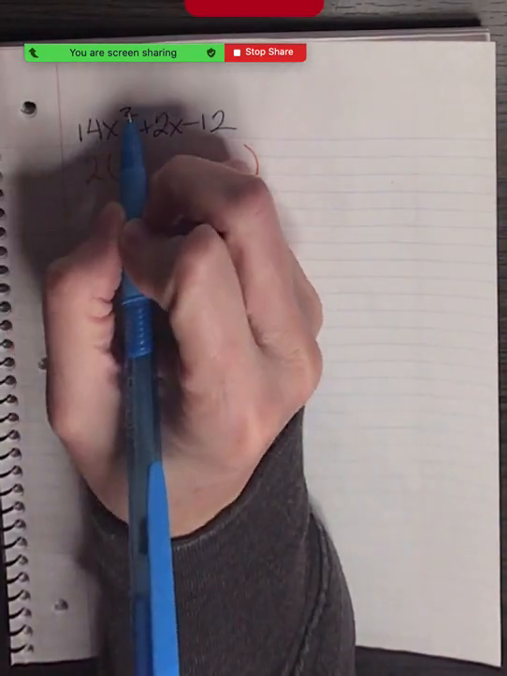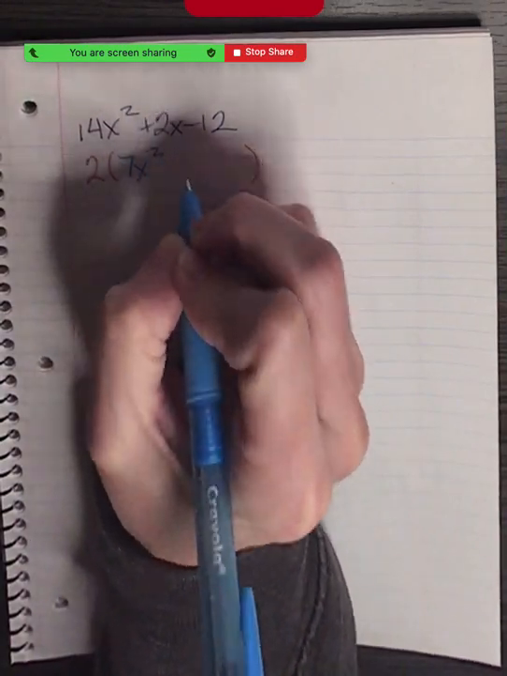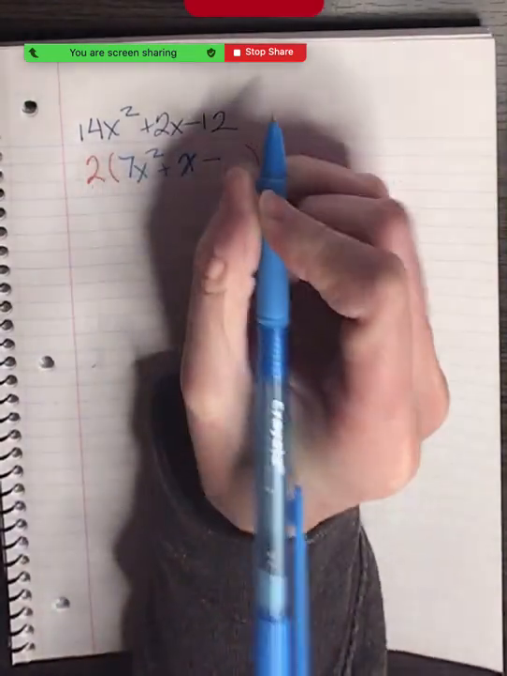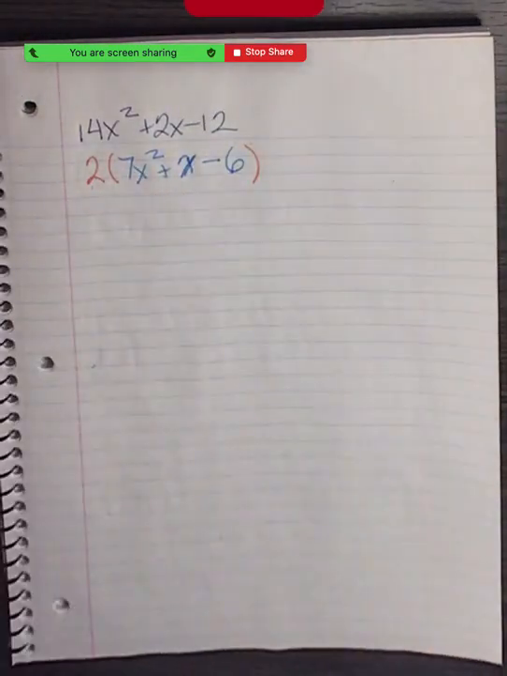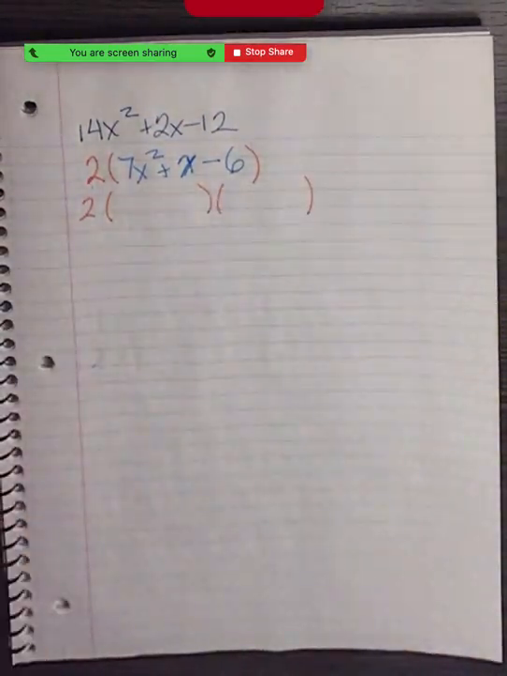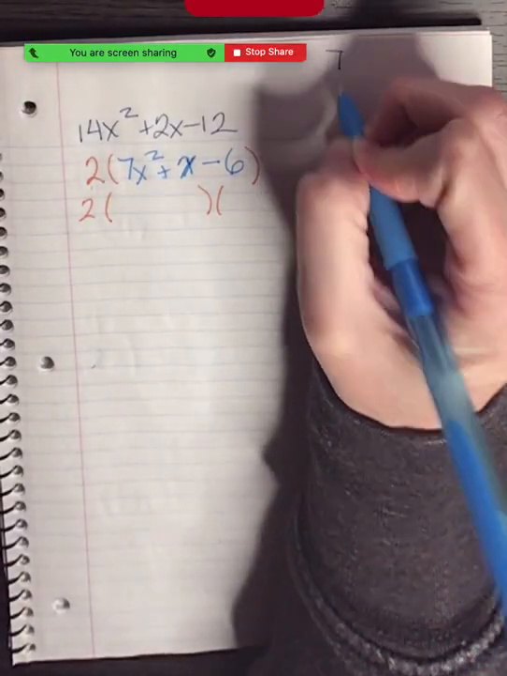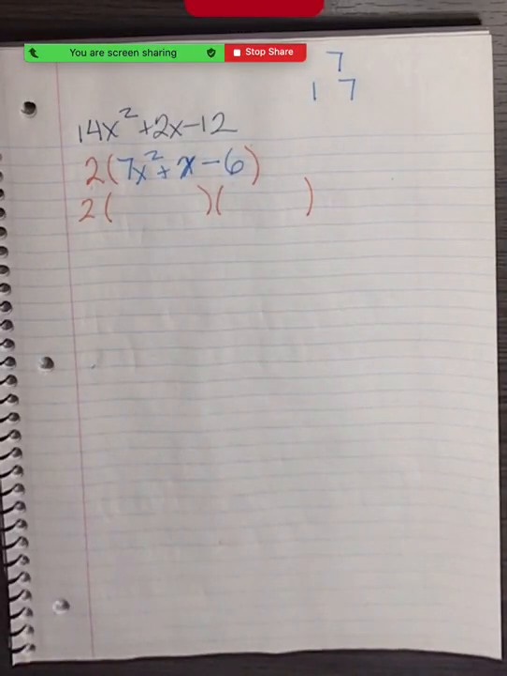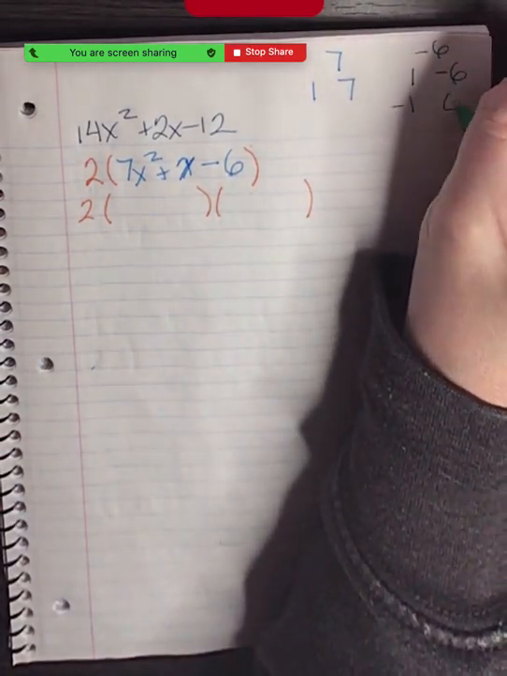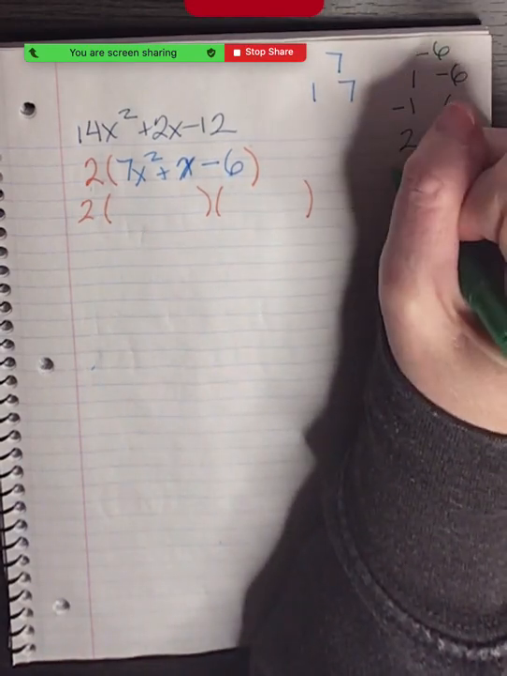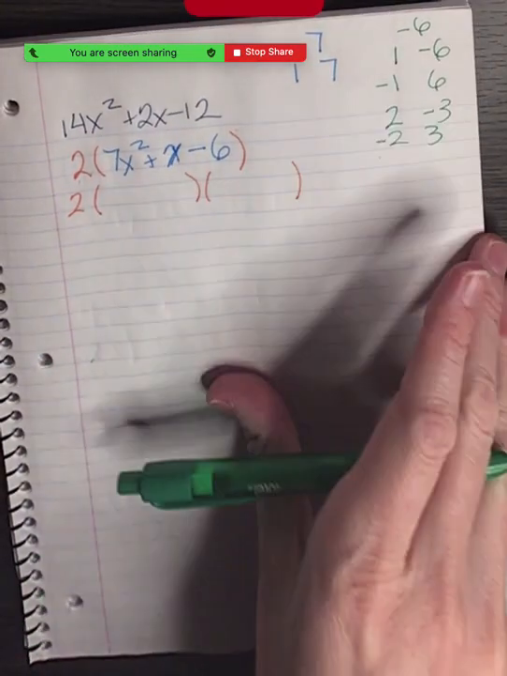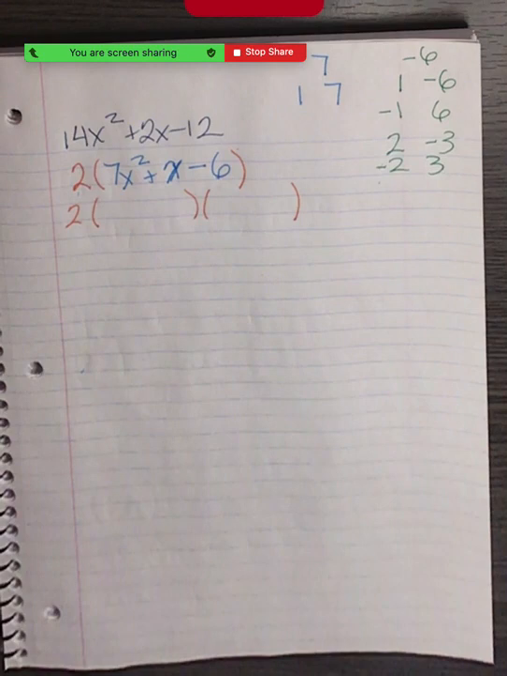So 14x squared divided by 2 is 7x squared. 2x divided by 2 is x. And negative 12 divided by 2 is negative 6. Then I can look in the inside here and try to factor that. So we're looking at factors of 7, which are 1 and 7, and factors of negative 6. So 1, negative 6. Negative 1, 6, 2, negative 3, negative 2, 3. We're looking for a combination that's going to give us a positive 1. So I have to just differ by 1, right?